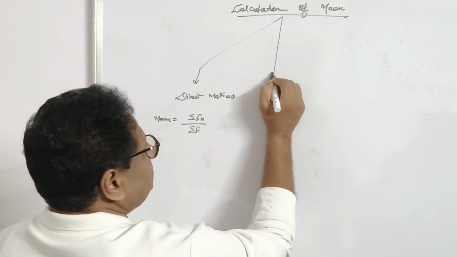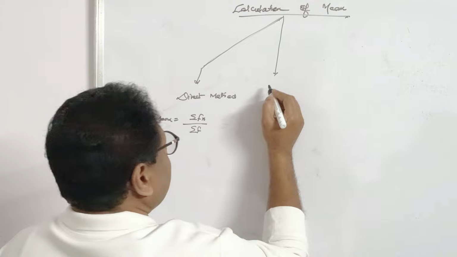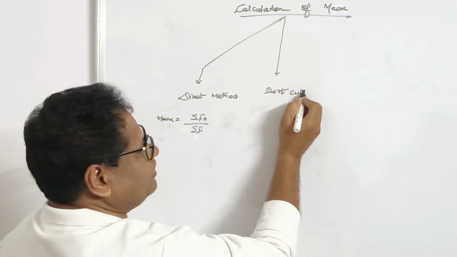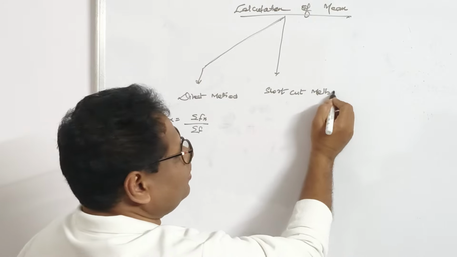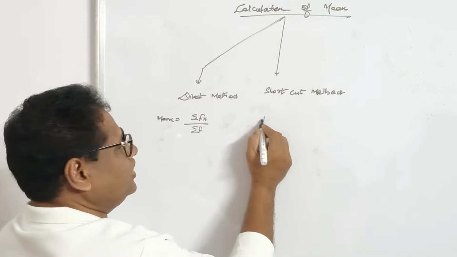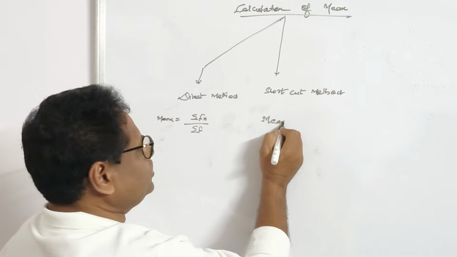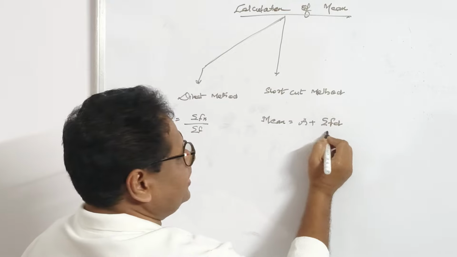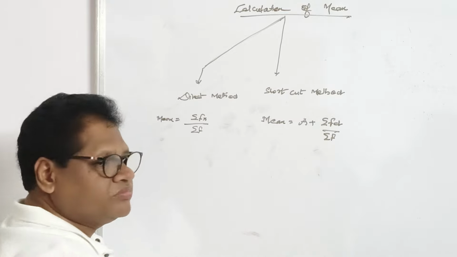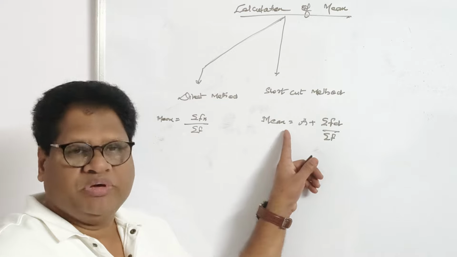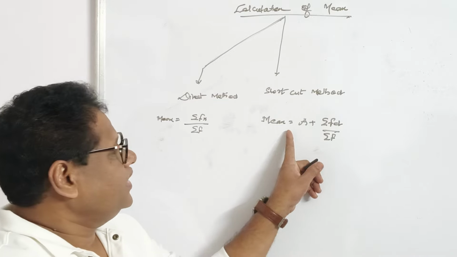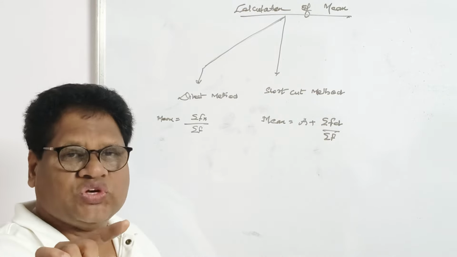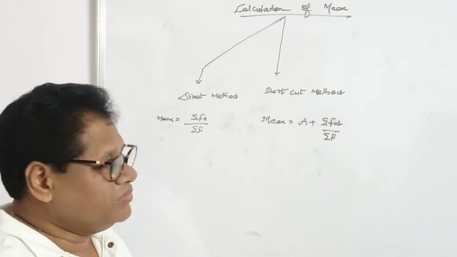The second method is the calculation of the mean by the shortcut method. In the shortcut method we calculate using the formula: mean equals a plus sigma fd by sigma f. Here a is the assumed mean, f is the frequency, and d is the difference of the mid mark and the assumed mean.